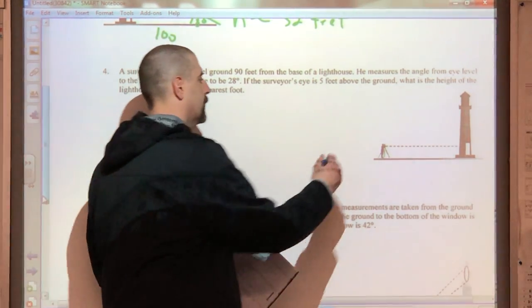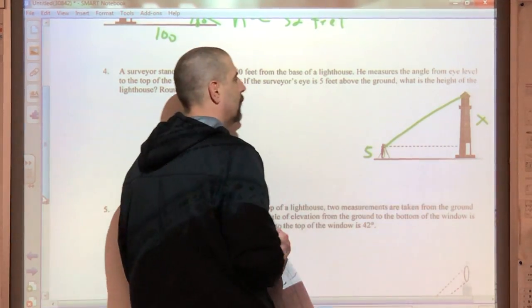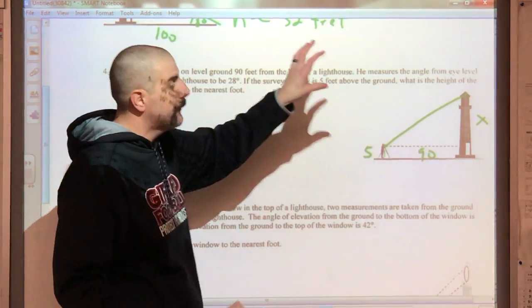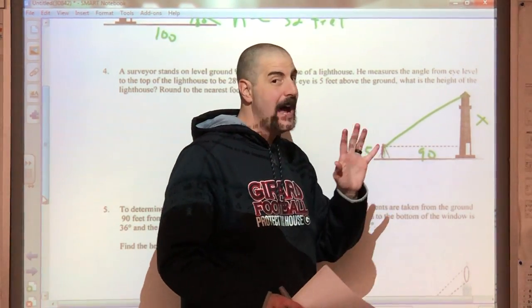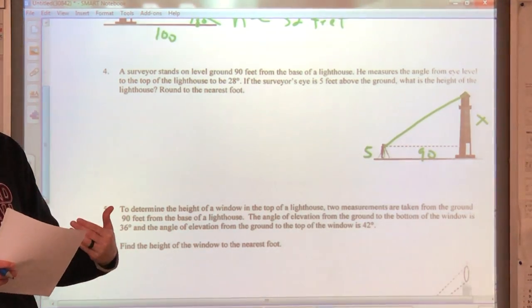All right, thank you, Ava. Okay, so now we have to understand this is 5. We're going to call that x, and we get this triangle. It tells me we're 90 feet, so this is 90. So whatever we get for x, we're going to have to add 5 to that. Don't forget that, because I guarantee if it's multiple choice, one of the answers is going to be the one without 5.